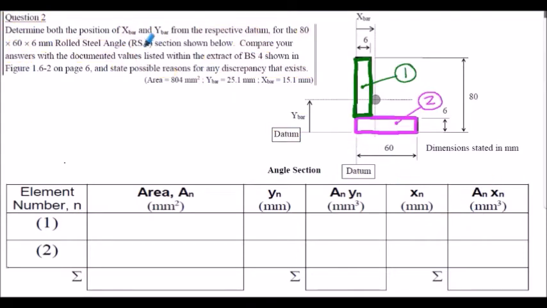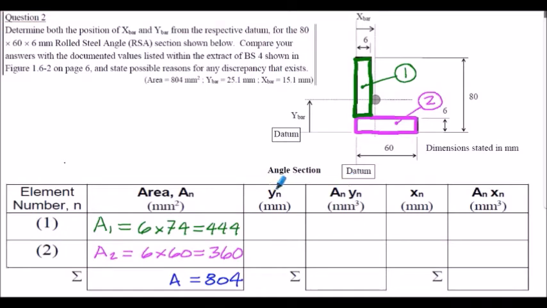So question 2 solution. Here's my breakdown. I'm going to have the rectangle split this way with element 1 and element 2 shown here. You don't have to break the section down as I've shown, but that's my suggestion. Next we need to work out the areas of the two sections.